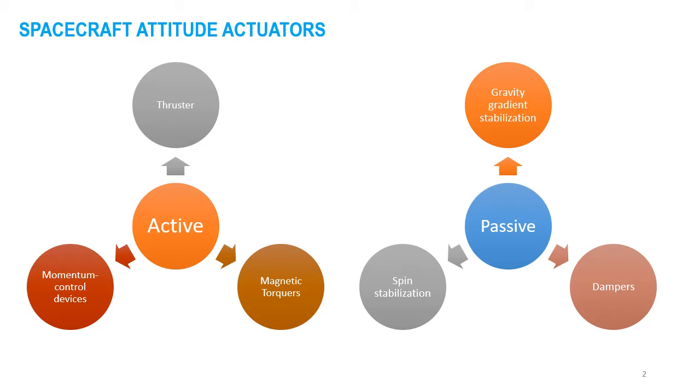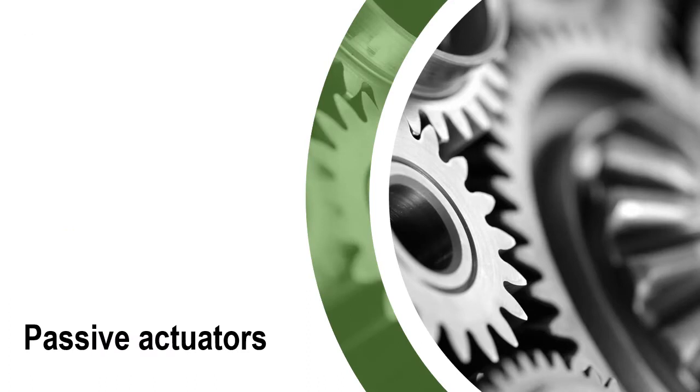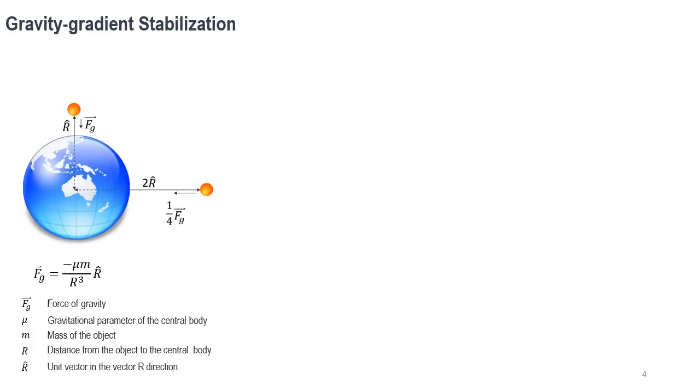There are two general classes of actuators, which are active and passive. First, I will talk about the passive actuators. Gravity gradient attitude control offers a simple, reliable, inexhaustible system as long as there is gravity, with no moving parts. It controls only two axes, pitch and roll.